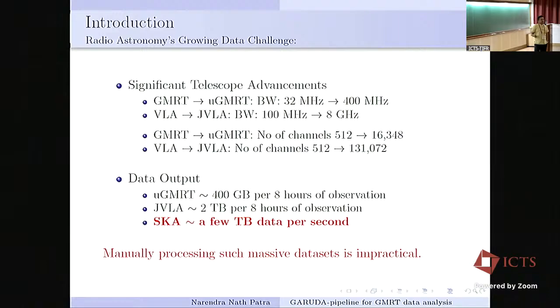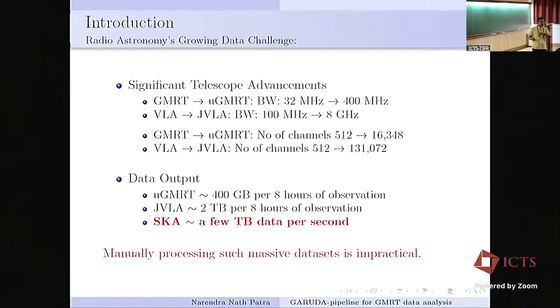And the second challenge, which is inevitable, is that significant upgrades of the telescopes are going on. For example, GMRT, which became uGMRT, has gone from a bandwidth of 32 megahertz to 400 megahertz. VLA has gone from 100 megahertz to 8 gigahertz with JVLA and so on. And if you look at the data rate, for example, uGMRT, the data output is about 400 GB for just 8 hours of data.